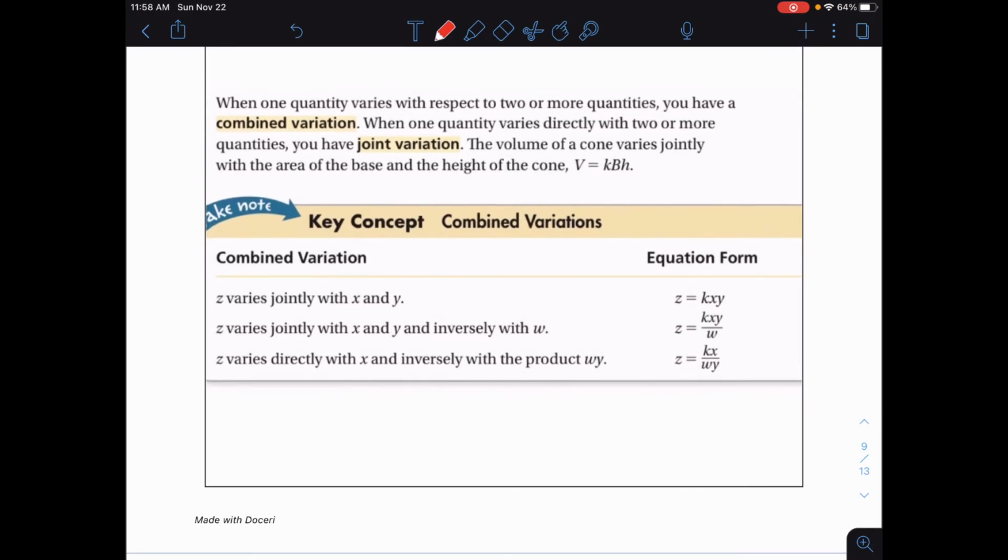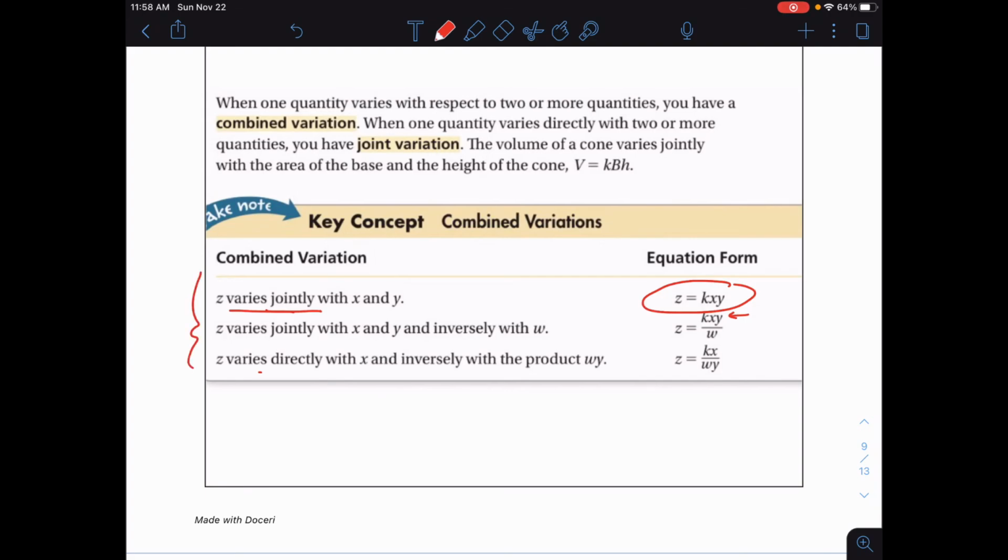When one quantity varies with respect to 2 or more quantities, you have what is called combined variation. When one quantity varies directly with 2 or more quantities, this is called joint variation. So here we have our different types of variation. When we see them varying jointly, we're dealing with direct throughout. It can be jointly and inversely. Then you have to remember that the top would be multiplication, the bottom would be your division for your inverse. And then varies directly with x, inversely with the product of w and y.